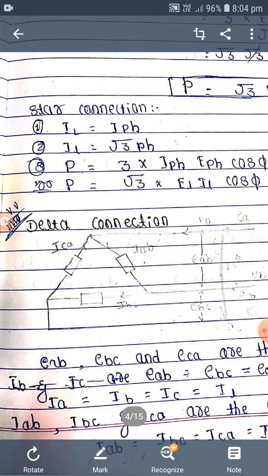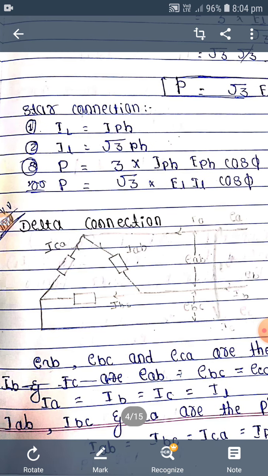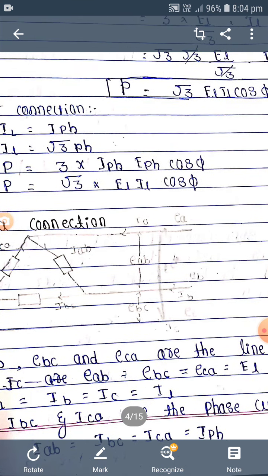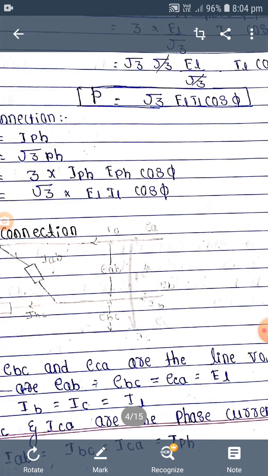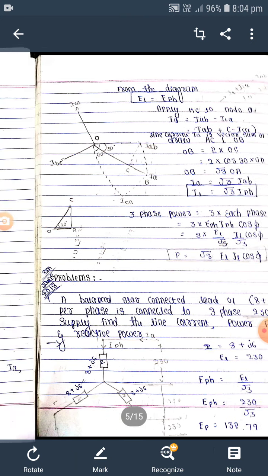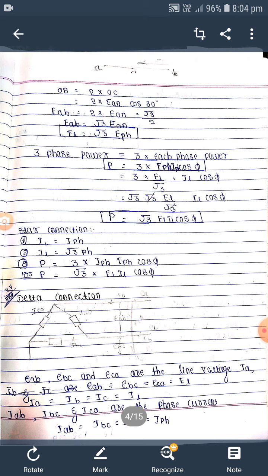Then IA, IB and IC are the line currents, that is IA equal to IB equal to IC is equal to IL. Now in this case IAB, IBC, ICA are the phase currents. IAB is equal to IBC is equal to ICA is equal to the phase current. Now from the diagram we can see that the line voltage appears across the phase, so line voltage equals phase voltage in the delta connected load.